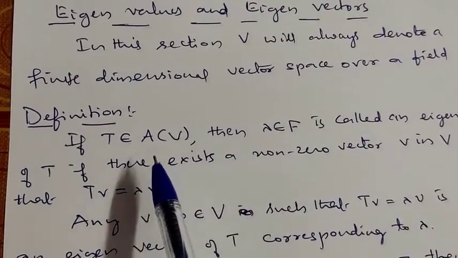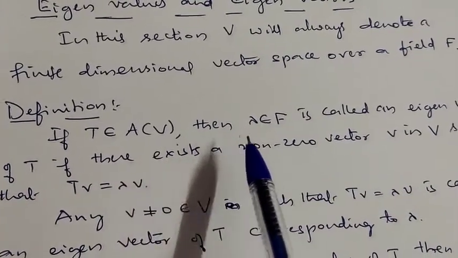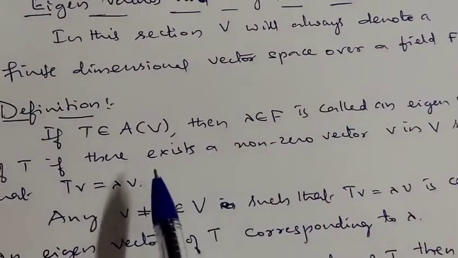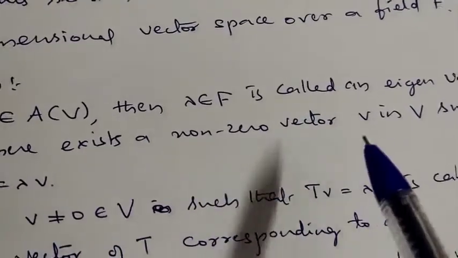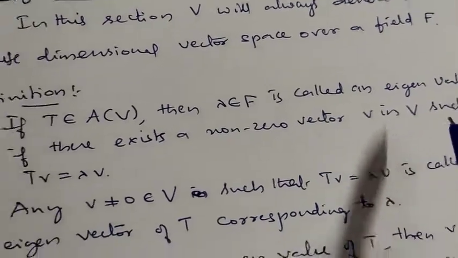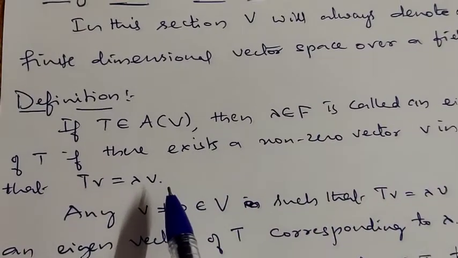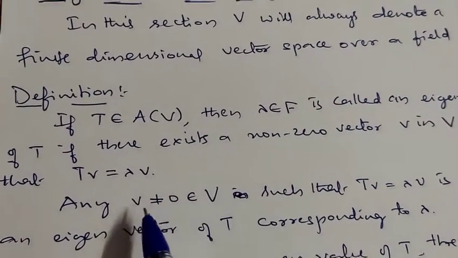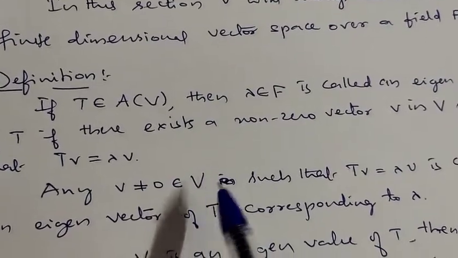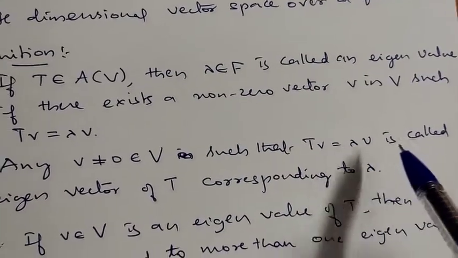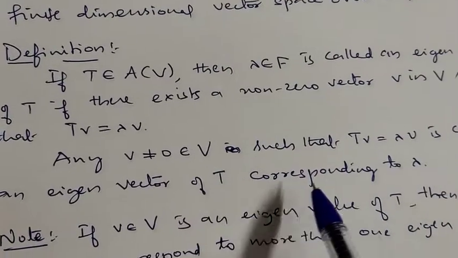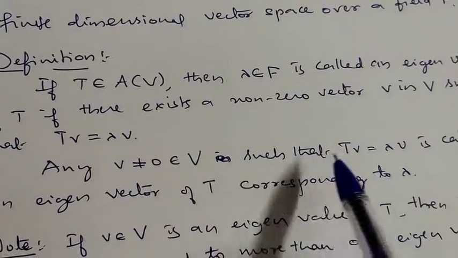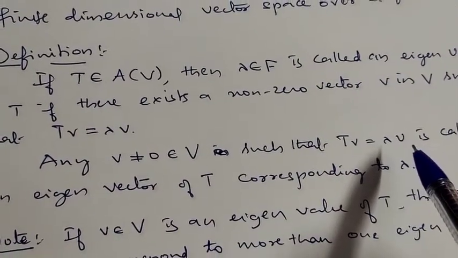Say if T belongs to A of V, then a scalar lambda in F is called an eigenvalue of T if there exists a non-zero vector v in V such that T of v is equal to lambda times v. So this definition, you know it. Any non-zero vector v belonging to V such that T of v is equal to lambda times v is called the eigenvector of T corresponding to the eigenvalue lambda. Here lambda is called the eigenvalue and v is called the corresponding eigenvector.